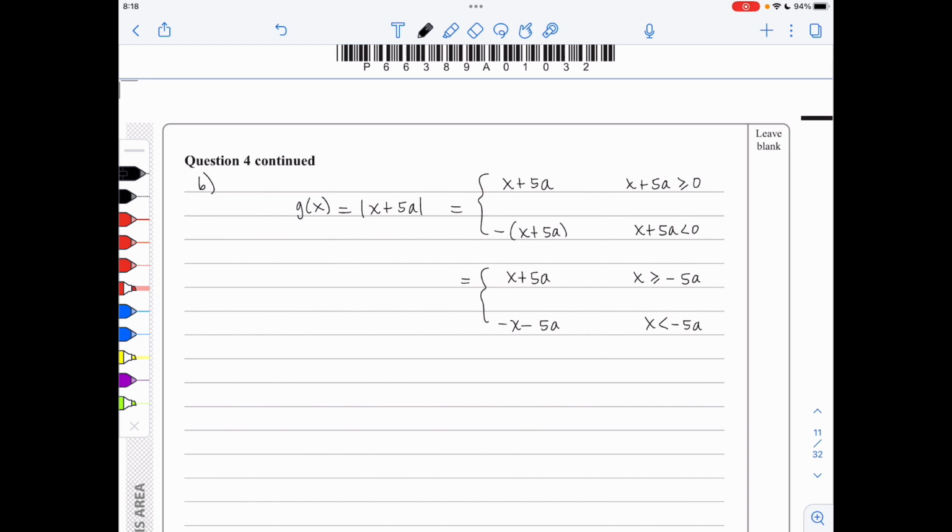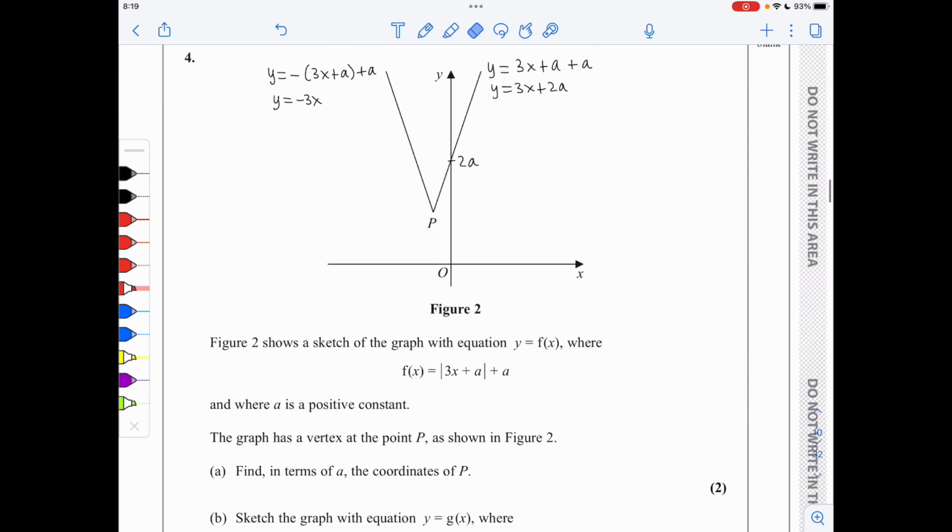So it is obvious now that something magical is happening at minus 5a. It's the overtake between one and the other. That's where the vertex is to be found. So the vertex has x coordinate minus 5a, and it's obvious that when x is minus 5a, then the y value is simply 0. So we are now ready to sketch g of x.